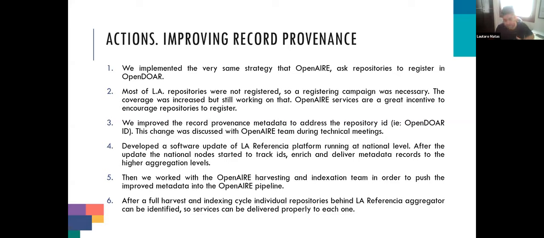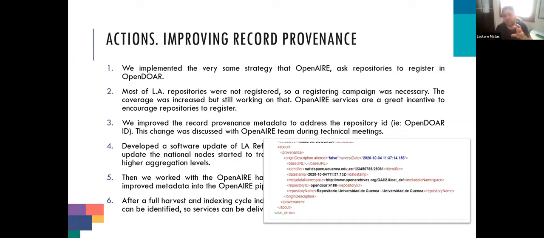We did a campaign in the regional repositories in Latin America to register in OpenDOAR. That is one of the ways that OpenAIRE used to identify individual repositories. And then we improved the data of the records to put the OpenDOAR ID in each metadata record. Then the OpenAIRE team worked in their pipeline and harvesting process to discover this information and put it in the process. So now, as a result, individual repositories are identified and displayed and used as individual sources in the graph.